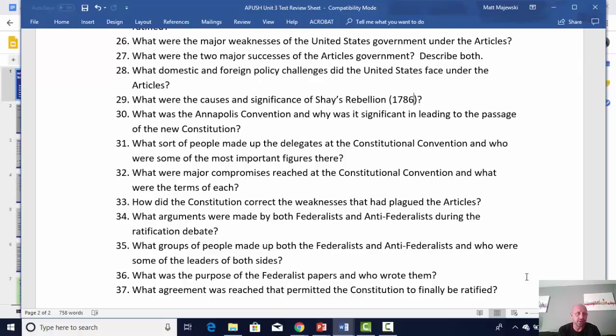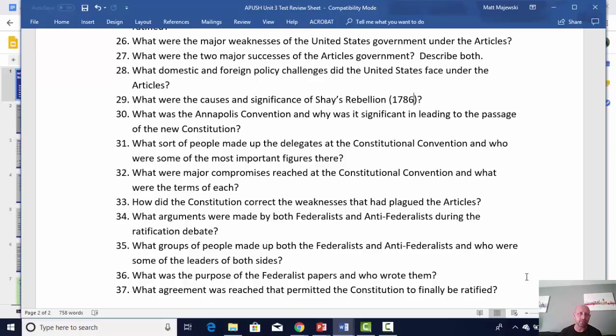32, what were the major compromises reached at the Constitutional Convention? What were the terms of each? There were two major compromises. One was what's called the Great Compromise. Remember, populated states wanted something called the Virginia Plan. Now, this has to do with how many representatives each state is going to have in the new government in Congress.